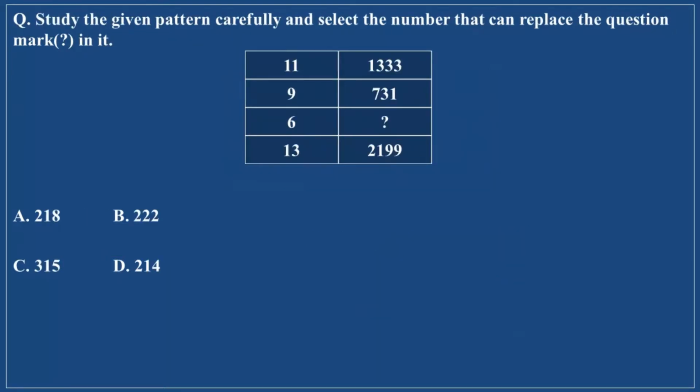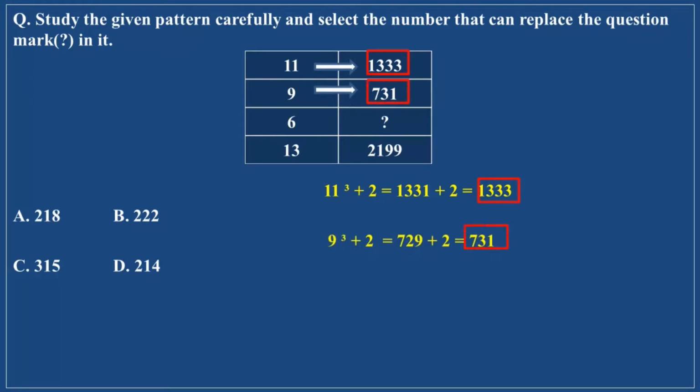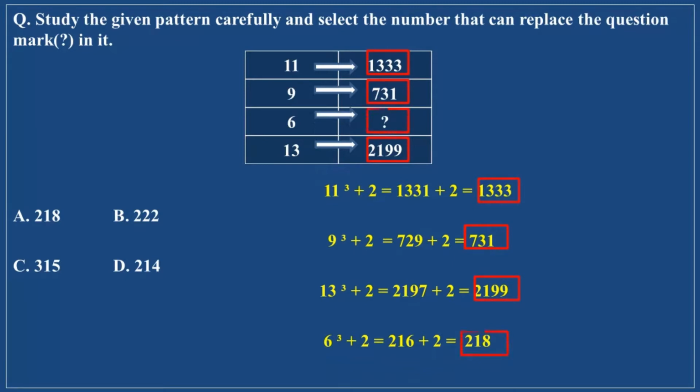Let's proceed to the next question. Study the given pattern carefully and select the number that can replace the question mark in it. In this matrix, in the first row, 11 cubed, which is 1331, is added to 2 to get 1333. Likewise, in the second row, 9 cubed, which is 729, is added to 2 to get 731. Similarly, in the fourth row, 13 cubed, which is 2197, is added to 2 to get 2199. Similarly, in the third row, 6 cubed, which is 216, is added to 2 to get 218. Hence, option A is the right answer.